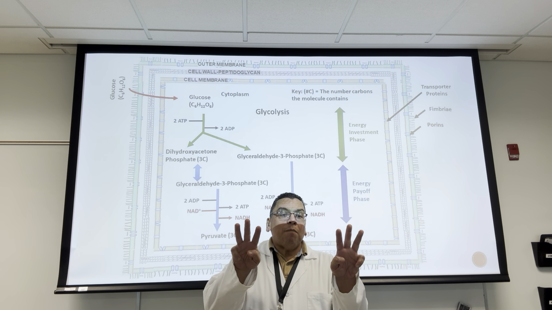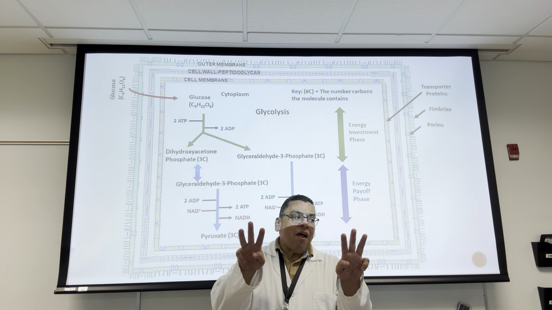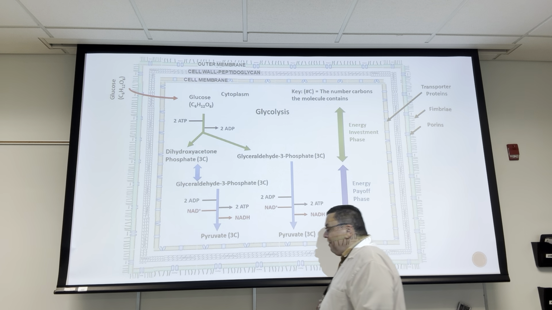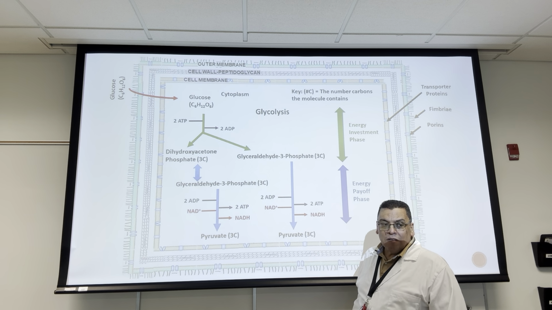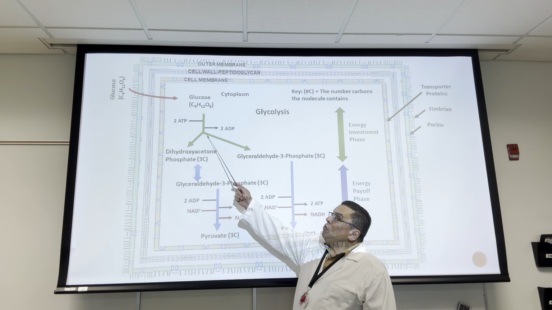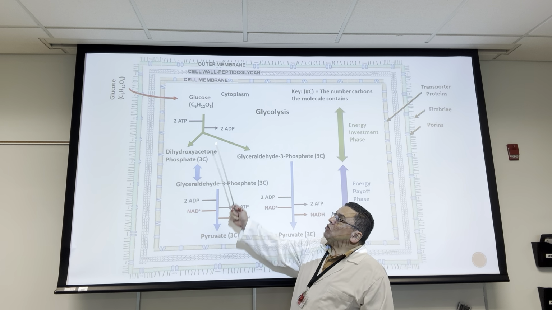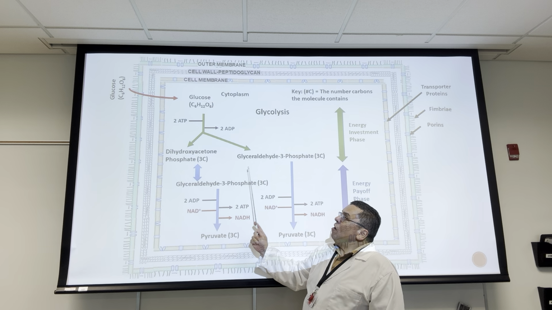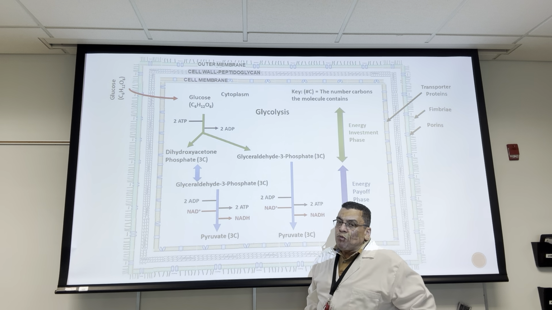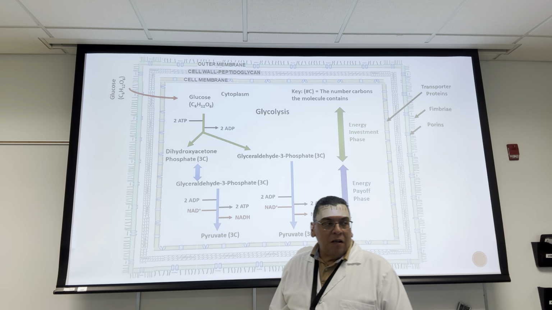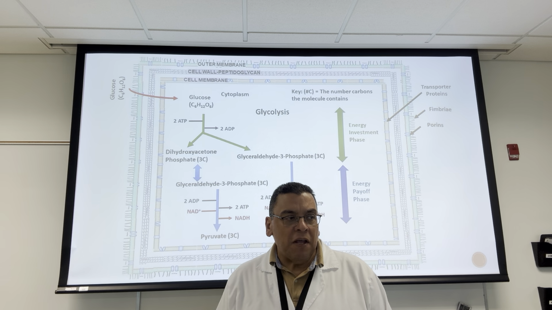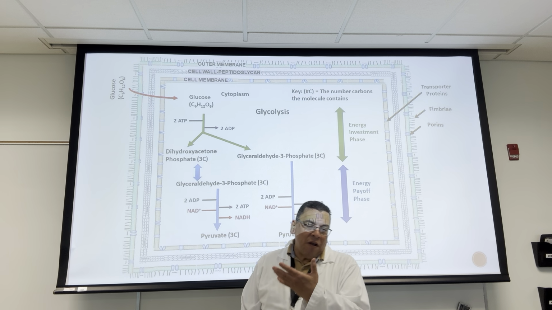Now you think these are pyruvates now. No, they're not. They're actually glyceraldehyde 3-phosphates. Once you break down the glucose, you actually make 2 molecules of G3P, glyceraldehyde 3-phosphate. Now you got to look at the picture here.